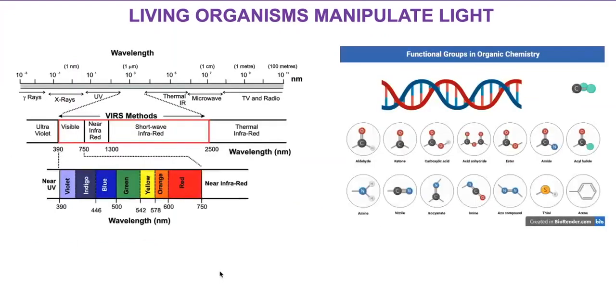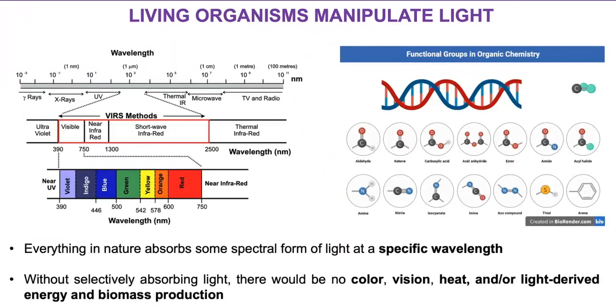So as I said, living organisms can manipulate light, and they do so because they have certain molecules that interact with light selectively. In principle, everything in nature absorbs light, but they absorb light at a specific wavelength, and without very specific wavelength absorption, there will be no color. We cannot have vision. There will be no heat, no light-derived energy, or no biomass production, such as, for example, photosynthesis.